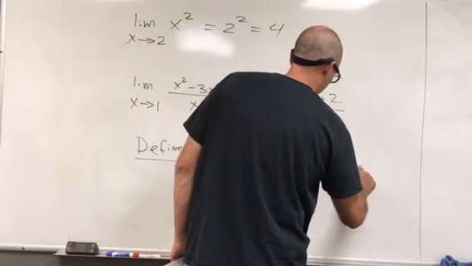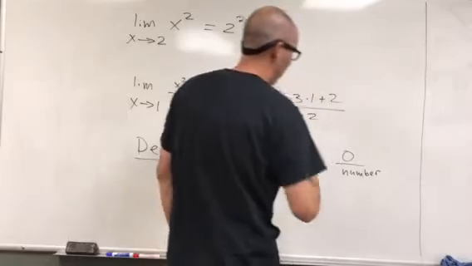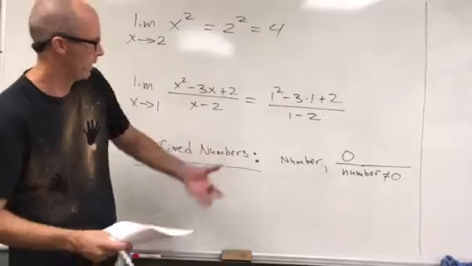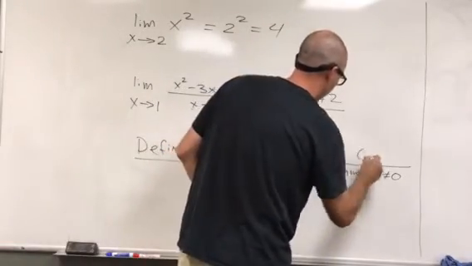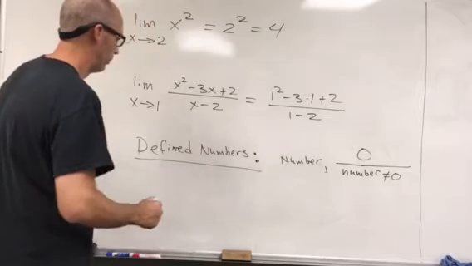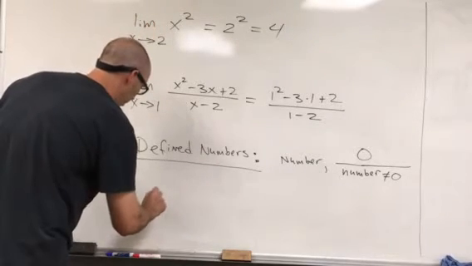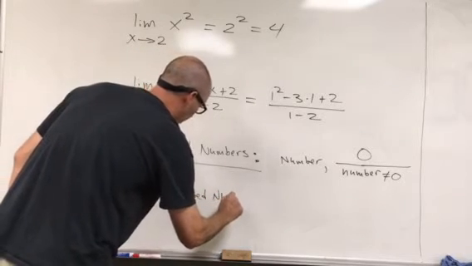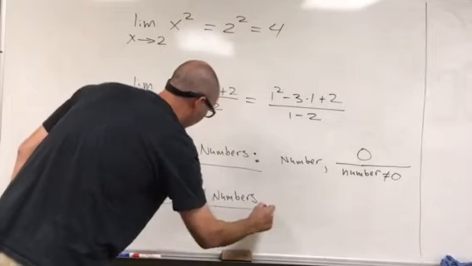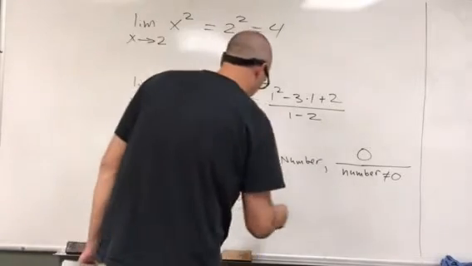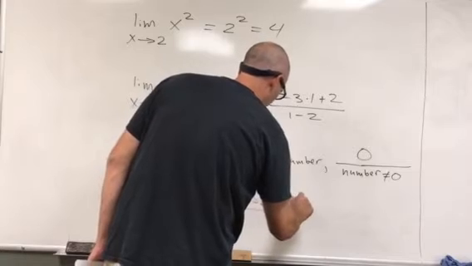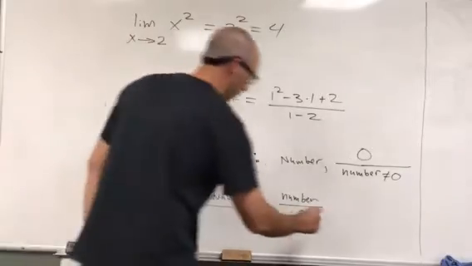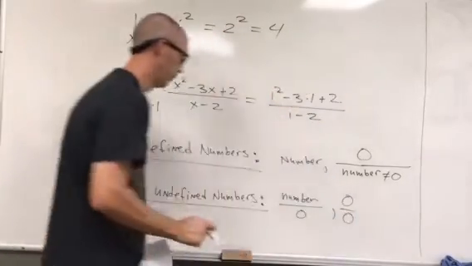0 over a number other than 0. So 0 over a number that's not 0 is defined. It's 0. Some undefined numbers: a number over 0, or 0 over 0. These are undefined.